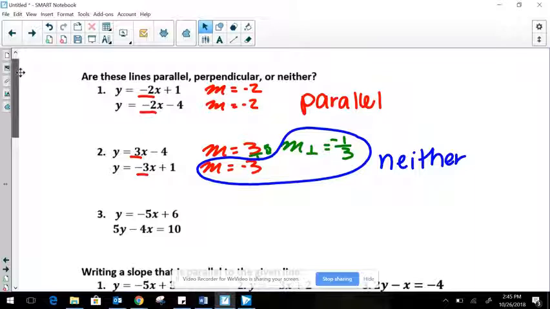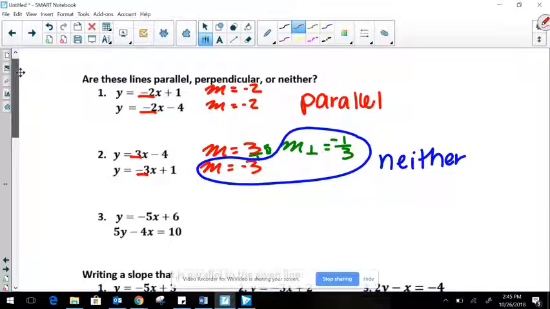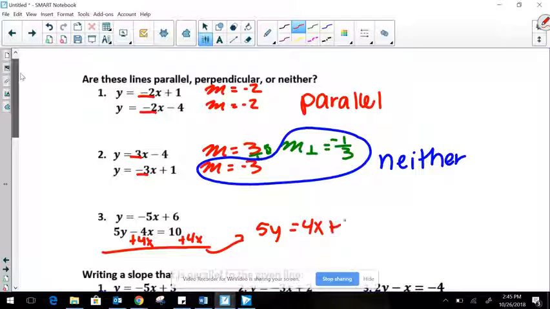All right, and number 3, you need to solve for y first. Oops, sorry. Before you can answer this question, I'm going to write over here. So I have 5y is equal to 4x plus 10. Okay, so I have y is equal to 4/5 x plus 2.